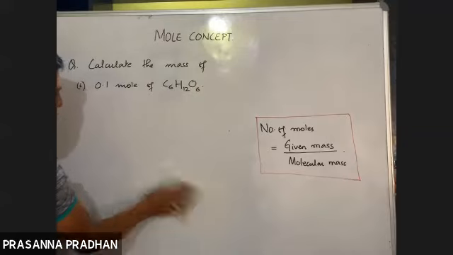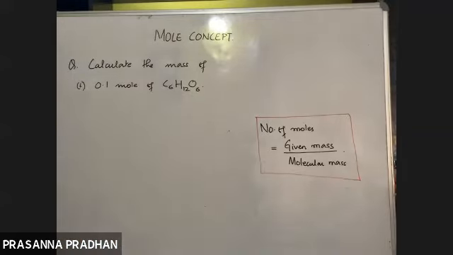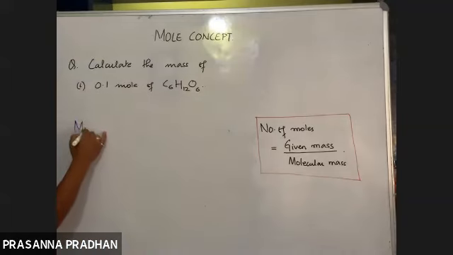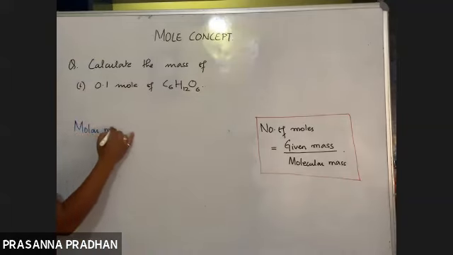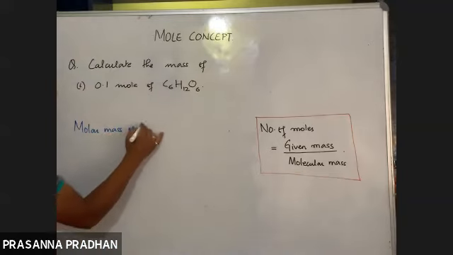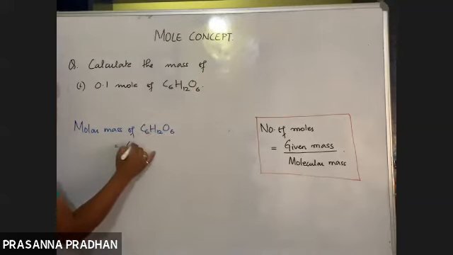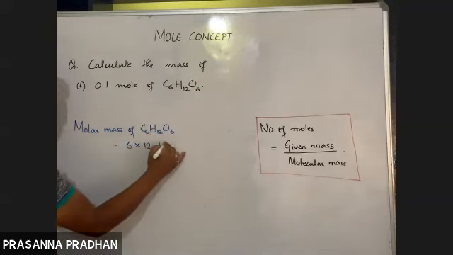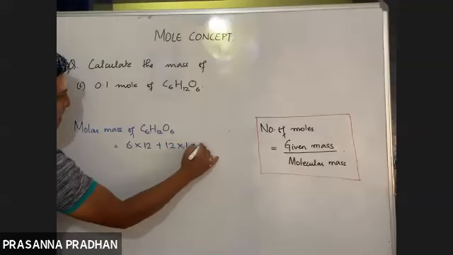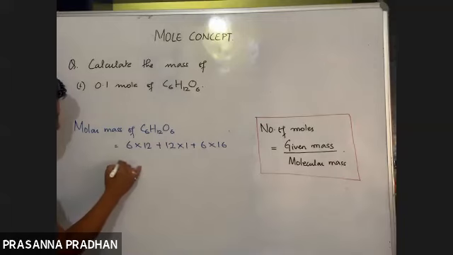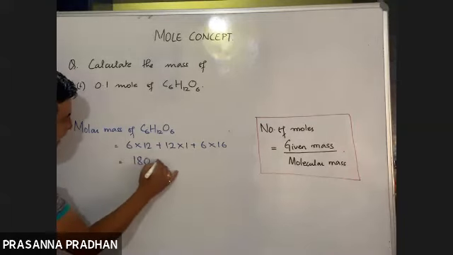What do we know? We know that 1 mole means it is equivalent to its molar mass. So what is the molar mass of glucose first? Let us calculate the molar mass of glucose. So 6 times 12 plus 12 times 1 plus there are 6 oxygens, so 6 times 16. First of all, we'll calculate the molecular mass of glucose. If I calculate it, it will come out to be around 180 gram.